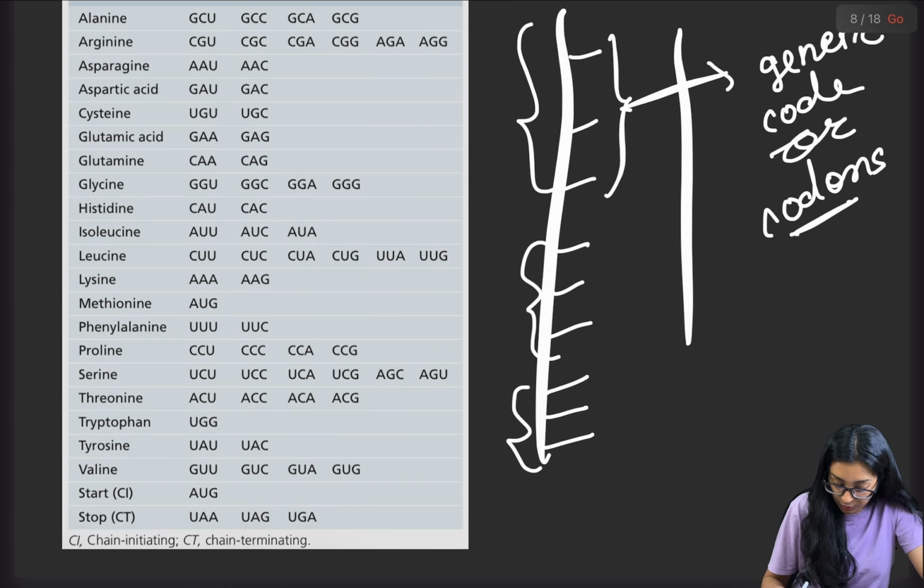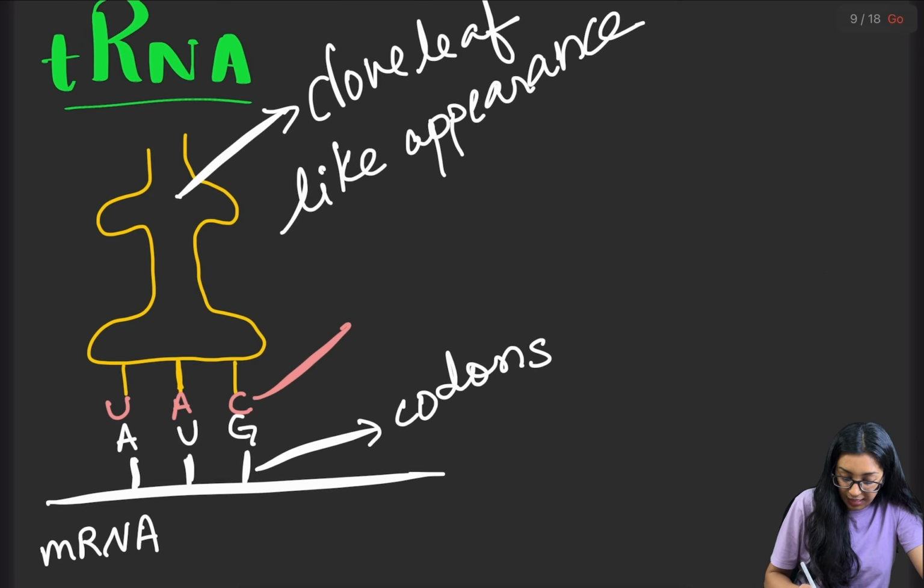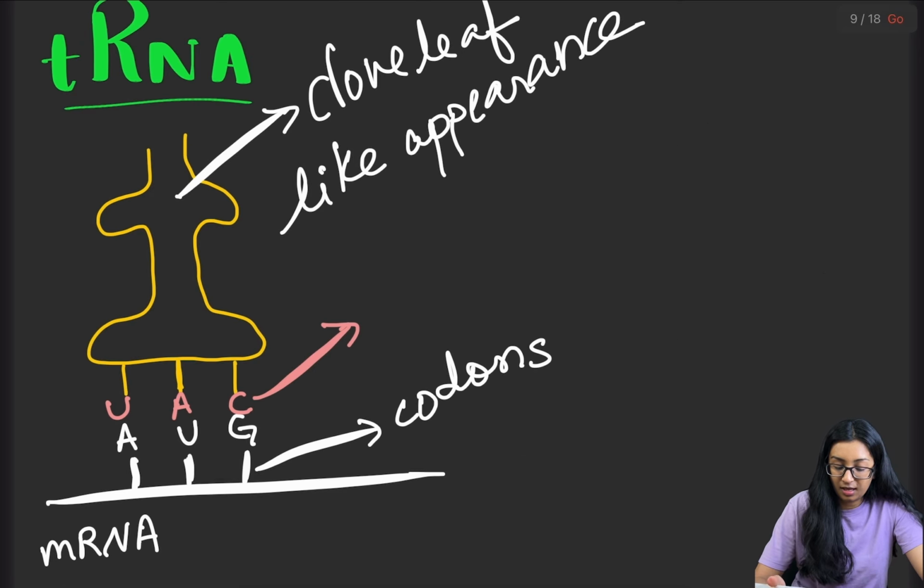I should have mentioned here that the start codon is AUG and the stop codons are UAA, UAG, and UGA. The tRNA has these anticodons present. To recognize the specific codons present on the mRNA, it should have some codons itself. So these will be termed anticodons.